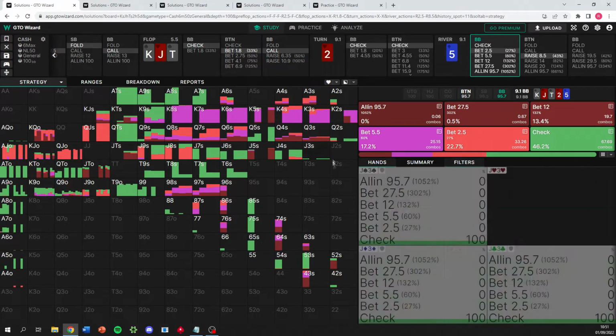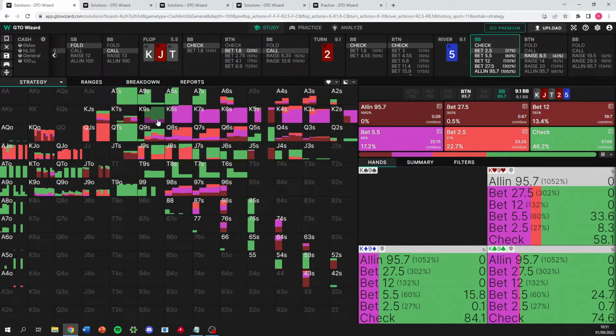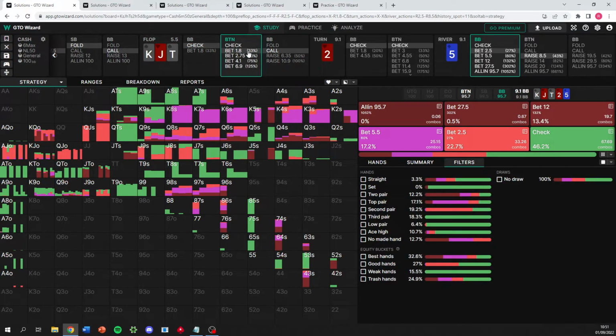This board here is the first board. It's always going to be button versus big blind, using a small c-bet on the flop, check check on the turn, and then we see the small bet from out of position on the river.